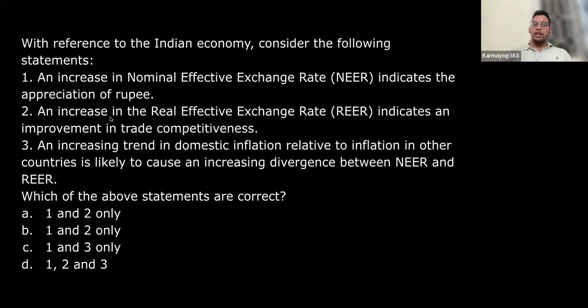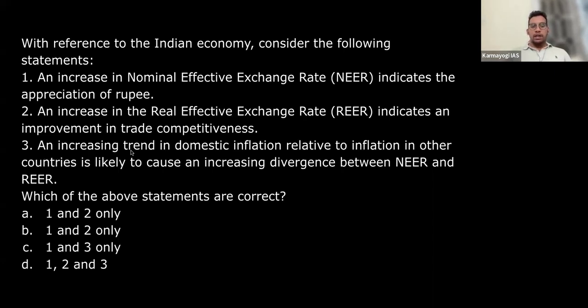Now, the second statement: an increase in real effective exchange rate indicates an improvement in trade competitiveness. The REER and NEER have the same applicability, only the inflation is accounted for in REER, right? So here, an increase in REER means it is going beyond the existing level. That means they need to pay more of their own currency for our Indian rupees. So trade competitiveness will decrease because they need to pay more of their domestic currency to us than before, right? So they won't buy our goods because they are costlier. They will try to buy their own goods or maybe from some other market. So the second statement stands wrong.